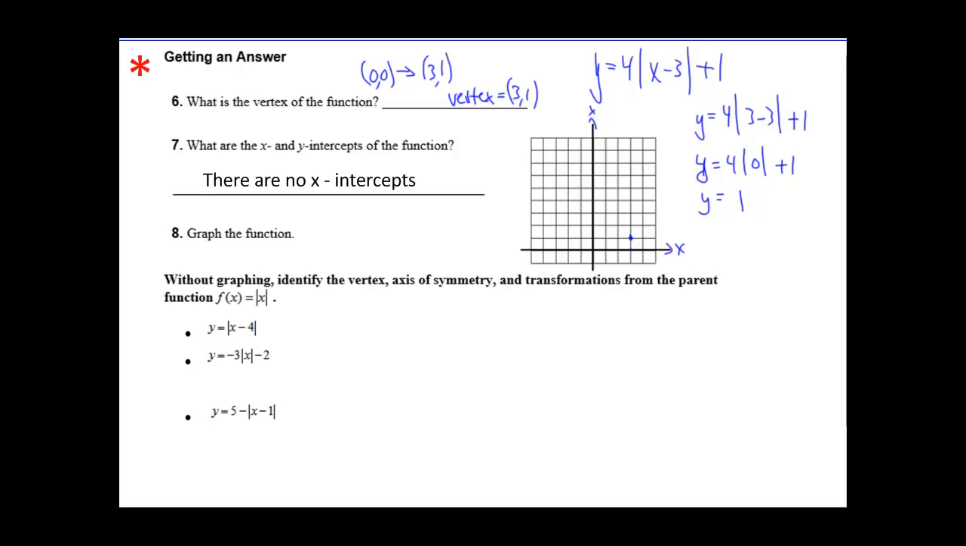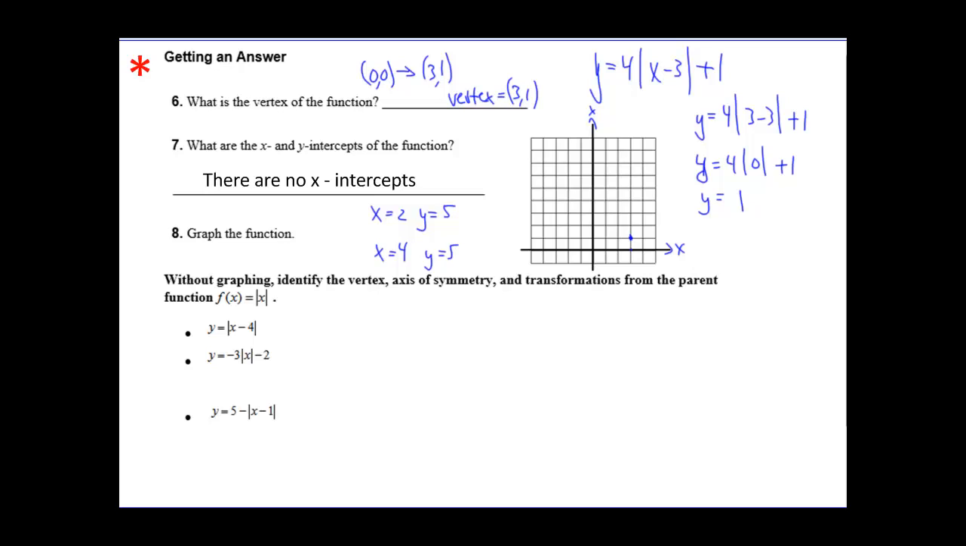So if we graph this, let's plug in just a couple points. Let's go 1 over from the vertex. So let's go to 2. If x equals 2, plug into our equation. 2 minus 3 is -1. Absolute value of -1 is 1. 1 times 4 is 4. 4 plus 1 is 5. So when x equals 2, y equals 5. And when x equals 4, you get 4 minus 3 is 1. 1 times 4 is 4. 4 plus 1 is 5.